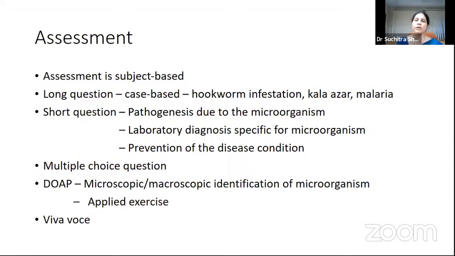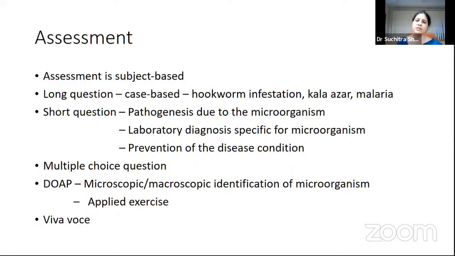So when we talk about the long question, we would be giving it as a case-based question. Now, taking anemia itself as an example, I would give a case history of a child coming with pica, and possibly the stool is having some eggs and ova. Or I would give a blood picture and say he's having microcytic hypochromic anemia, and ask the student to give a differential diagnosis, and that would be hookworm infestation. Similarly, for Kala Azar and for malaria, maybe I will give a peripheral smear picture as an indication and take this case forward and ask for an assessment.